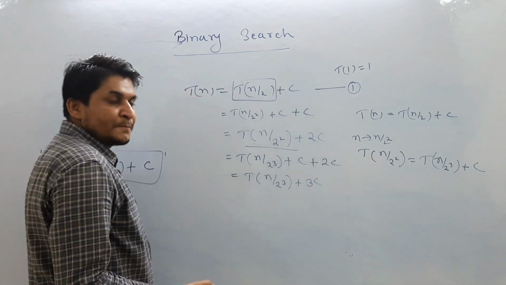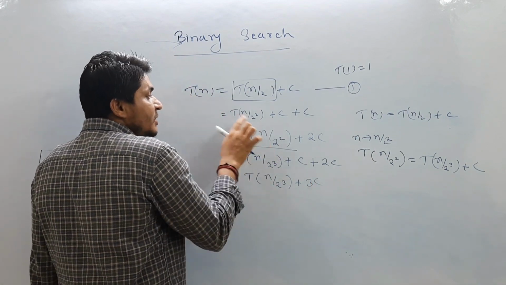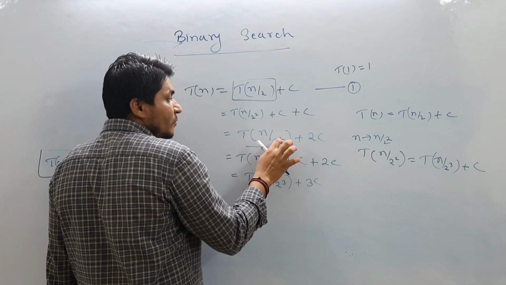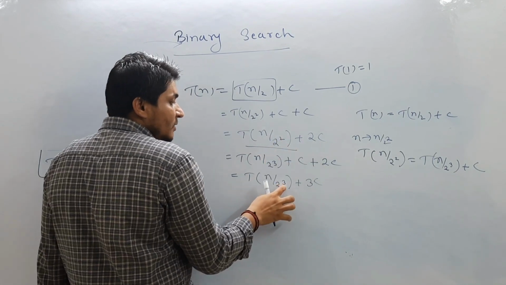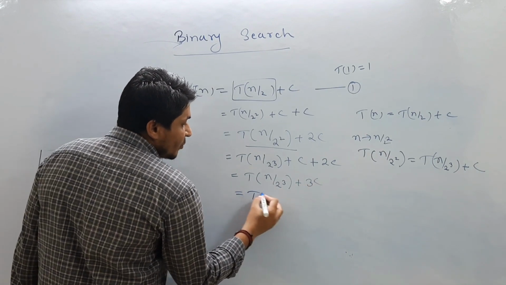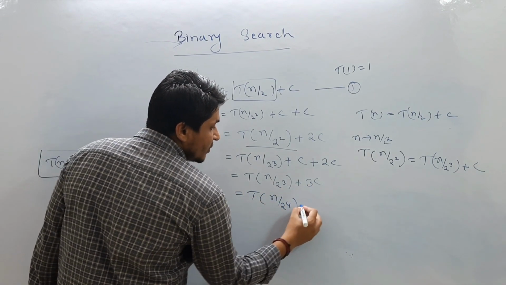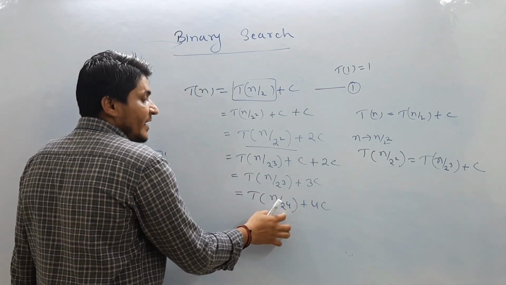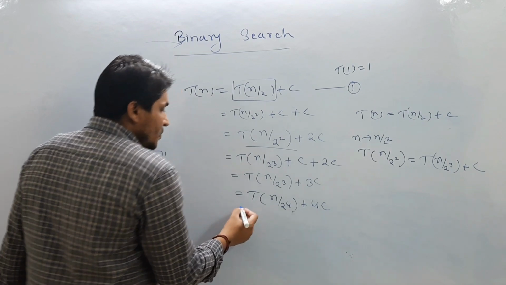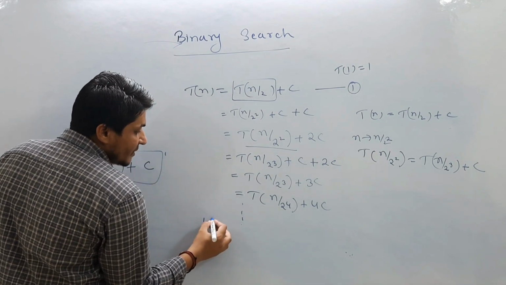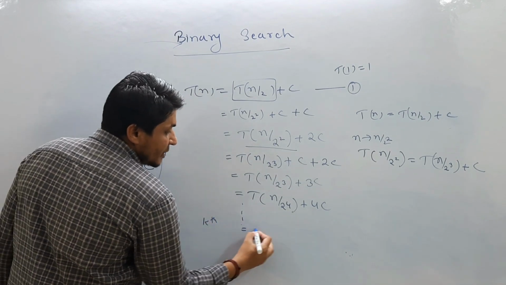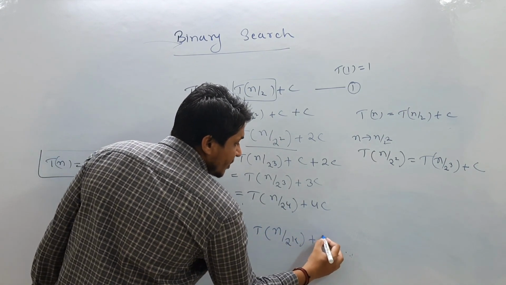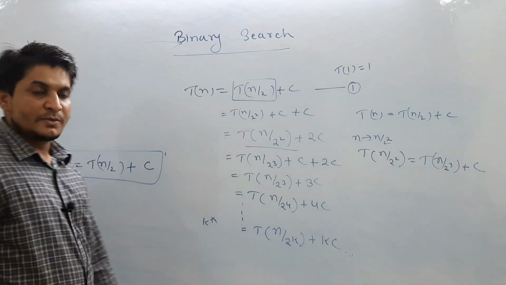So what is the meaning? The second time I substituted, I got 2 in the power of 2, so it is 2 and also 2c. It is 3, and also 3c. If I substitute one more time, I will get n/2 raised to power 4, so it is going to be 4c. If I substitute one more time, T(n/2 raised to power 5), it is going to be 5c. Up to what term should I continue? Let us assume I must continue up to the kth term. So it is going to be T(n/2^k) + k·c. This is the meaning.